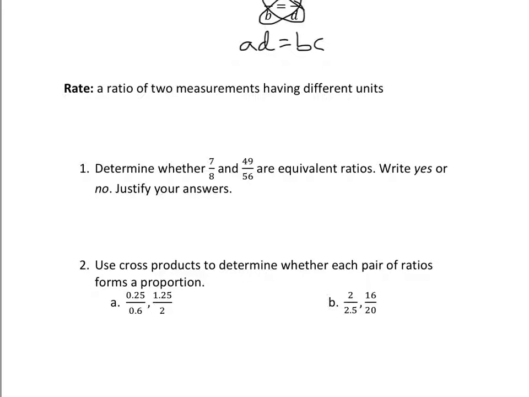Now a rate is just a ratio of two measurements having different units, okay? So miles per hour, or cups per gallon, or things like that. That's what a rate is.